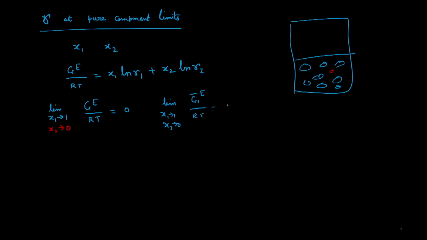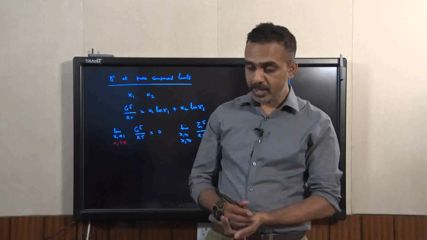G1E by RT will be equal to G1 bar by RT minus G1 bar in an ideal solution over RT. And in both cases, because I am approaching the pure component limit, both these terms, G1 bar as well as G1 bar ideal, will equal that of the pure component at this limit. Pure component values, which is G1 by RT minus G1 by RT. So that will be 0. So at the pure component limit, the total Gibbs free energy as well as the partial molar Gibbs free energy for 1 will be equal to 0.